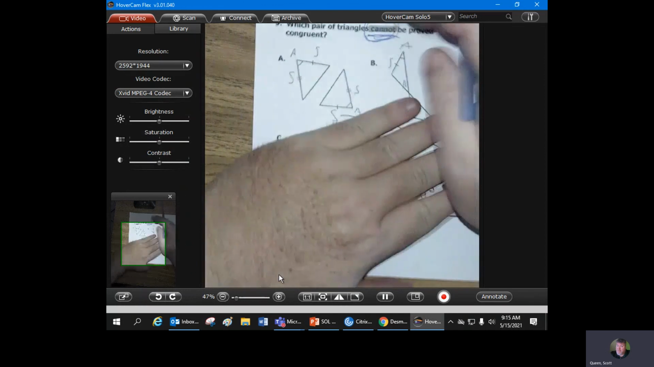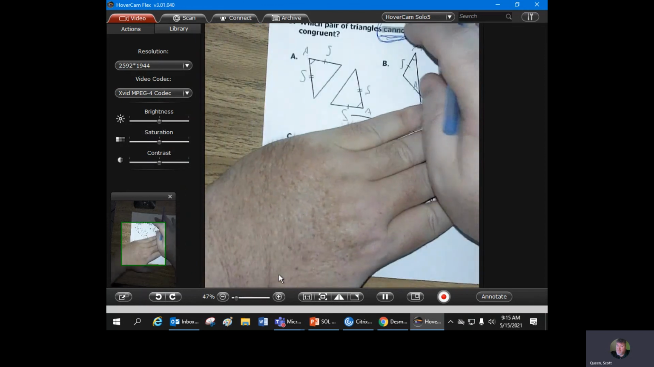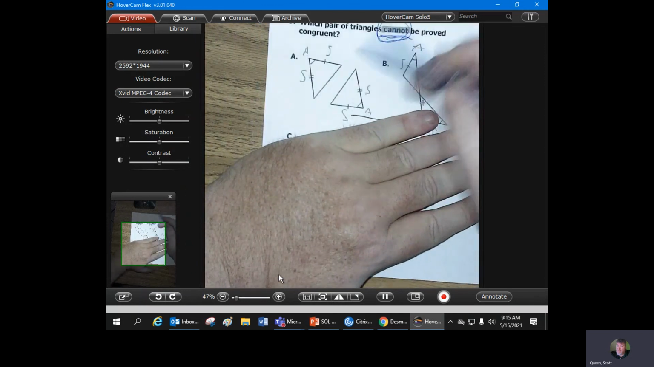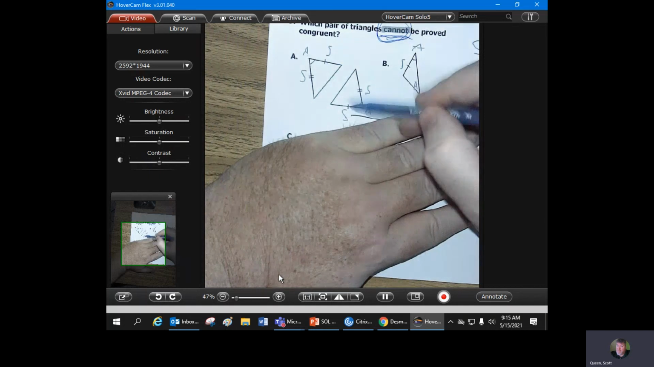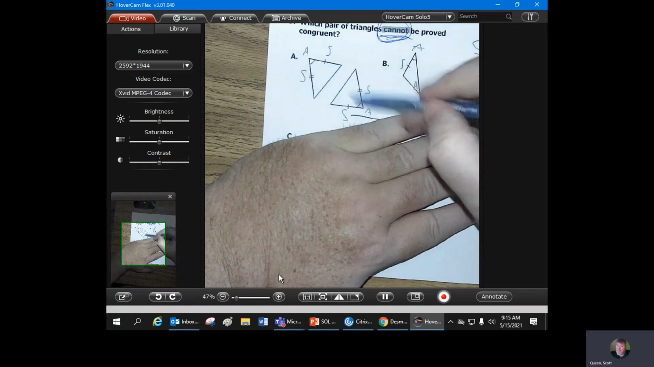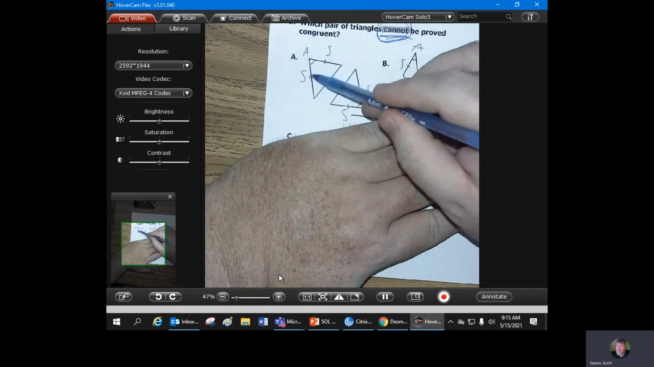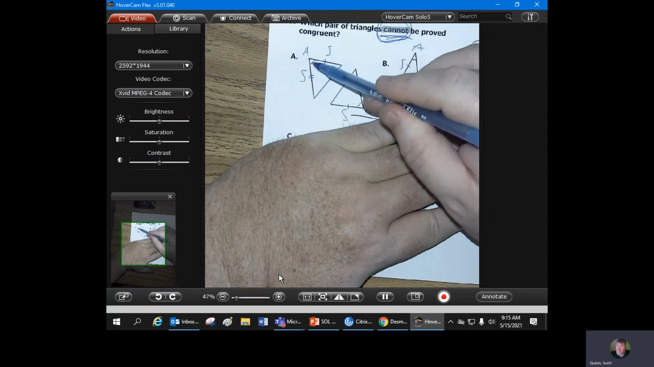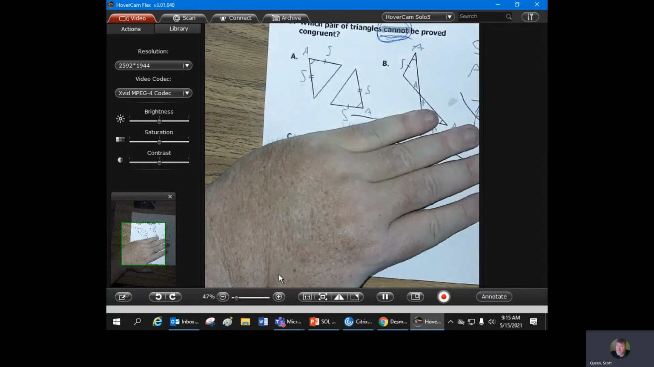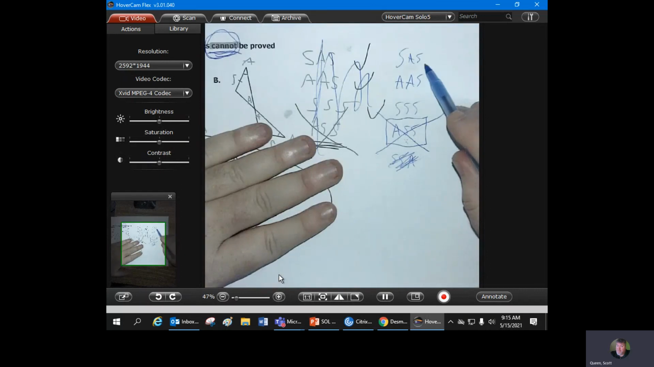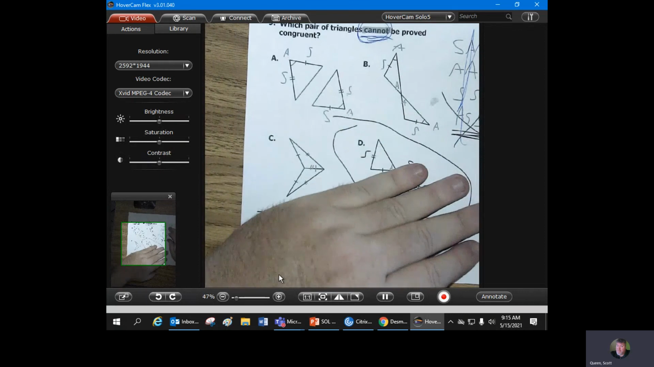So I looked at A. I'm covering up all the mess here, and I'm looking at my congruency marks. I see one tick, one tick. I see one arc, and I see two ticks, two ticks. That's SAS. Either way I go in order, it's SAS, okay? So I just wrote that down. I know that's one of my valid ways I can prove triangles congruent, right? Side, angle, side. I know that, and that's something you'll have to know.